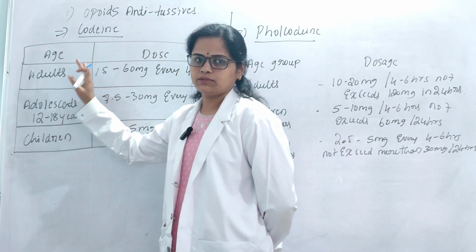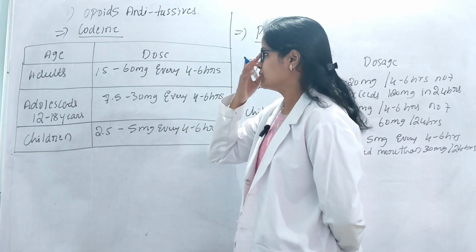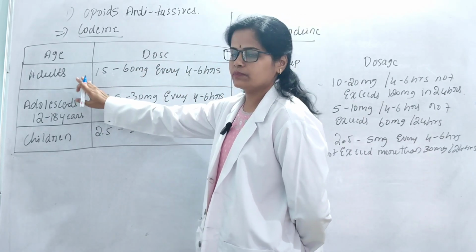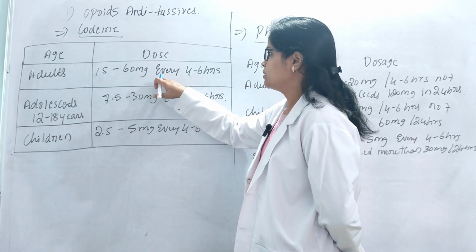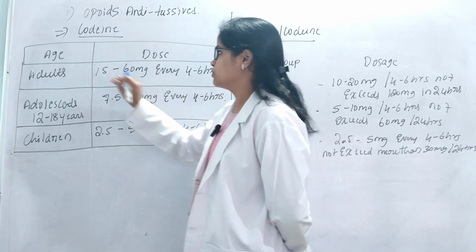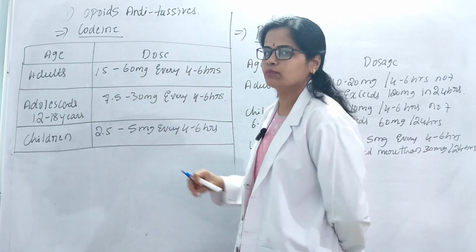For codeine, the dose by age group and route of administration: for adults, 15 to 60 mg every 4 to 6 hours.